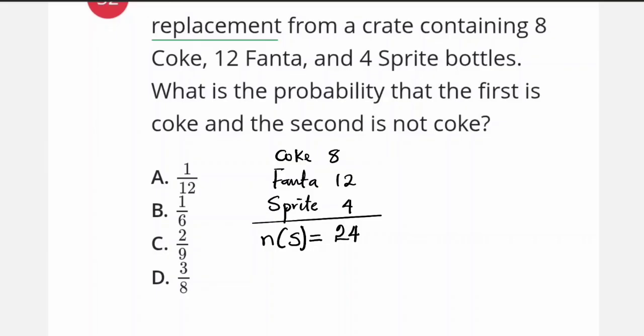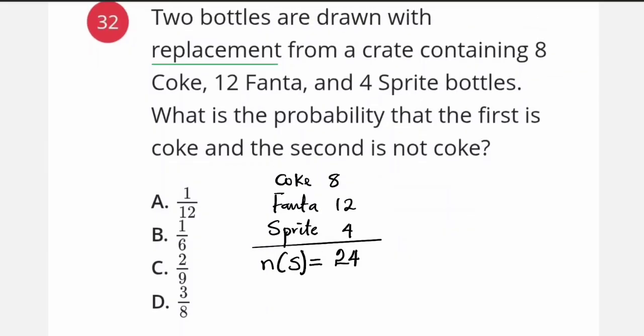So we should find the probability that the first is Coke, and the other one is not Coke. Okay, we can use this as the representation of that. So how do we solve this? Let's first and foremost solve that of a Coke first withdrawal. The probability of withdrawing Coke here is, how many Coke do we have? We have 8 out of 24. So that of Coke is 8 over 24.